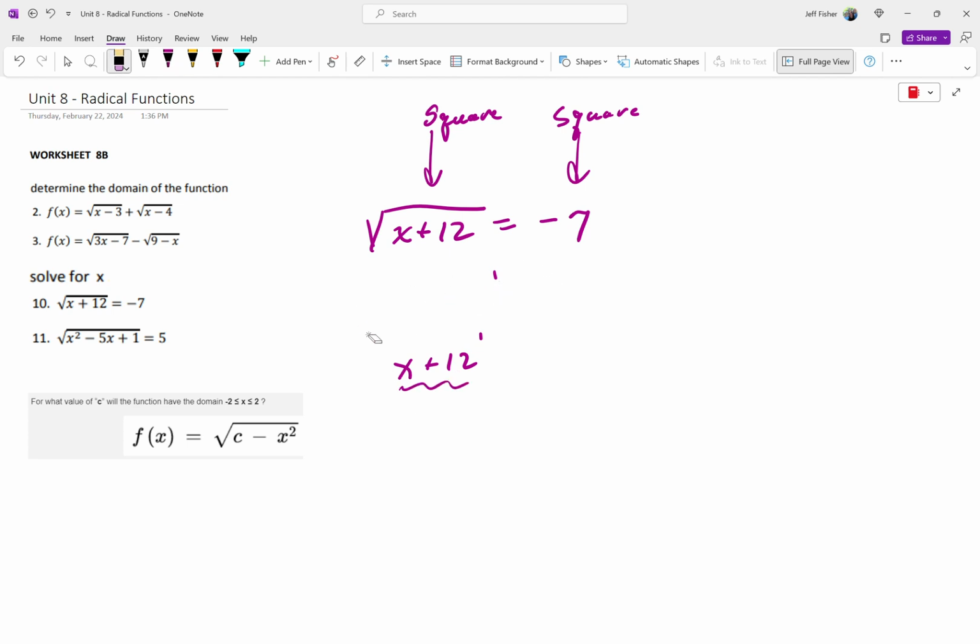So that's a long way of saying that when we square both sides, we get back the value under the radical. Square the left side, we get x plus 12. Square the right side, we get -7 squared, which is 49.